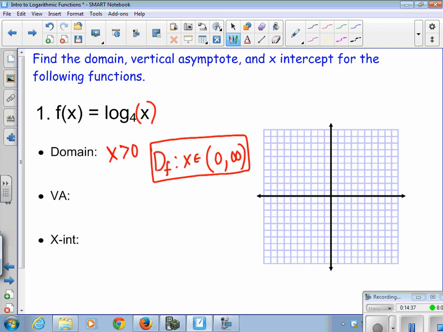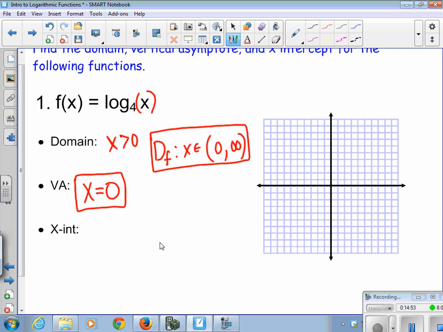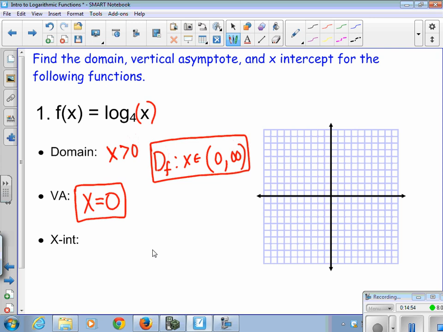Now the vertical asymptote, I'm just going to take what's inside and set it equal to 0. And since there's nothing left to do, the vertical asymptote is just going to be x equals 0. And now you'll notice that every time these numbers should match. And now for the x-intercept, I'm going to plug 0 in for y. f of x is like y, so I'm going to have 0 equals log base 4 of x.